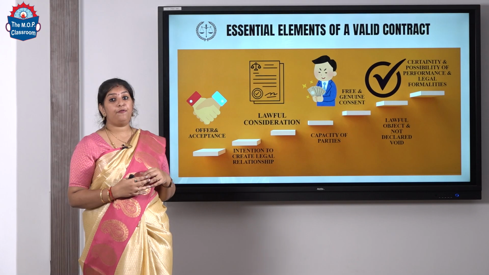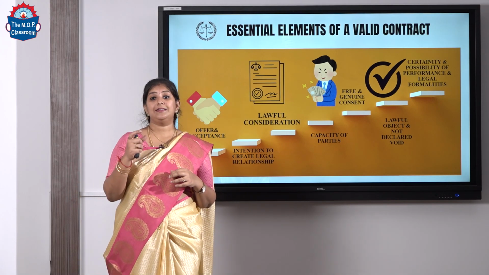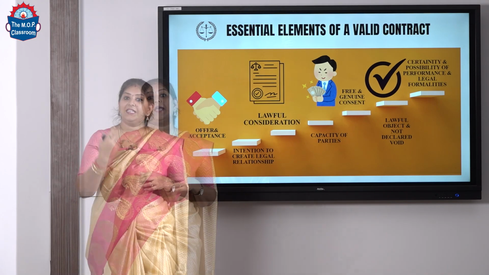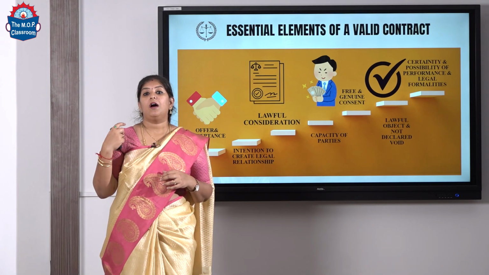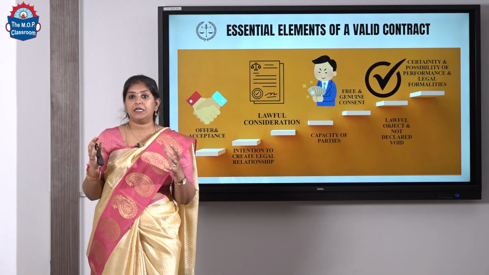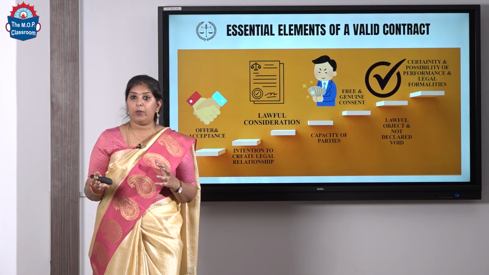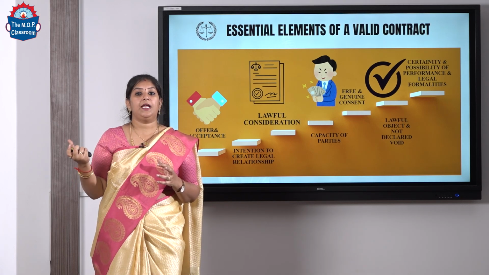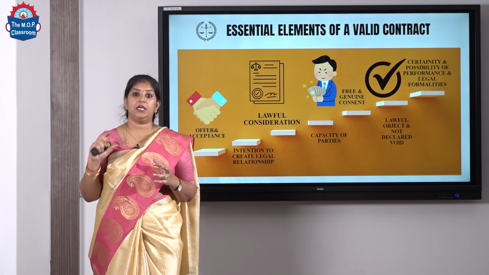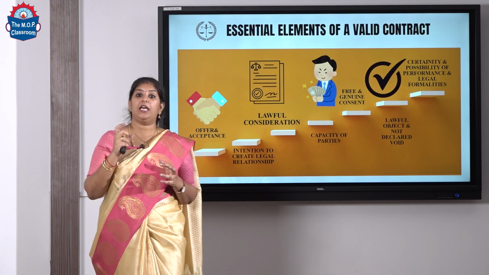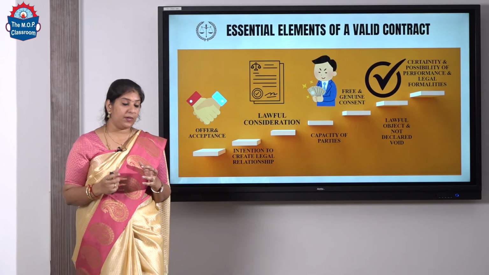And next one is the free and genuine consent. Consent means giving an acceptance. The acceptance must always be given by a person as a free consent. There should not be any coercion, there should not be any undue influence or threat used to get that acceptance. There should always be free consent, then only it will be legally enforceable by law.